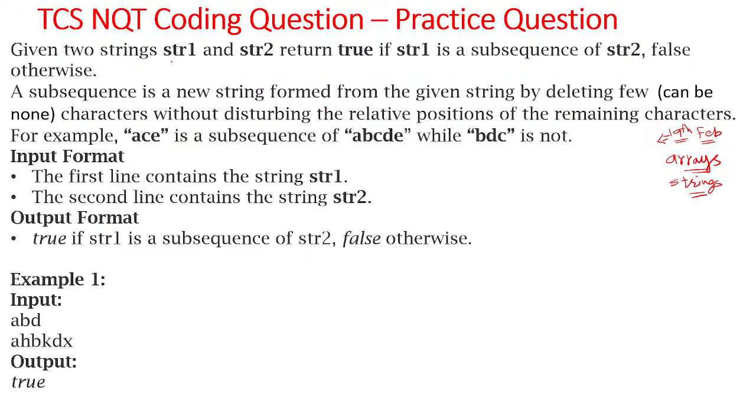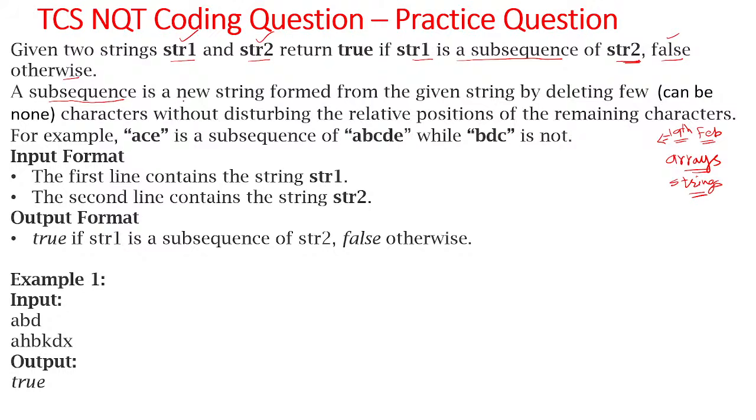Given two strings str1 and str2, return true if str1 is a subsequence of str2, false otherwise. That means you are given two strings, string 1 and string 2. We need to return true if string 1 is a subsequence of string 2. Otherwise we should return false, that means if it is not a subsequence. The definition of subsequence is given here.